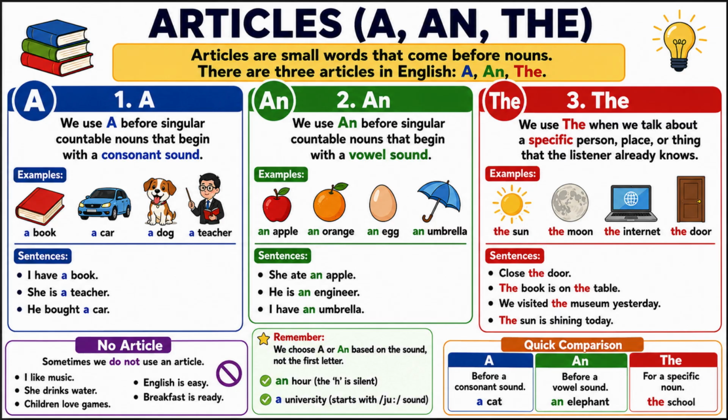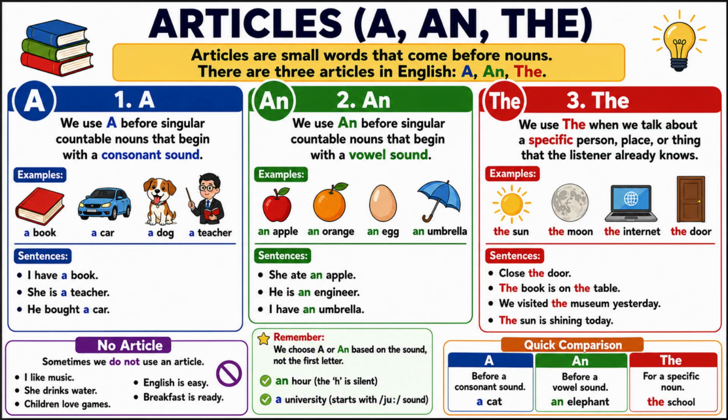No article. Sometimes we do not use an article. This usually happens with general ideas, languages, meals, uncountable nouns, and plural nouns when speaking generally. Examples: I like music. She drinks water. Children love games. English is easy. Breakfast is ready.